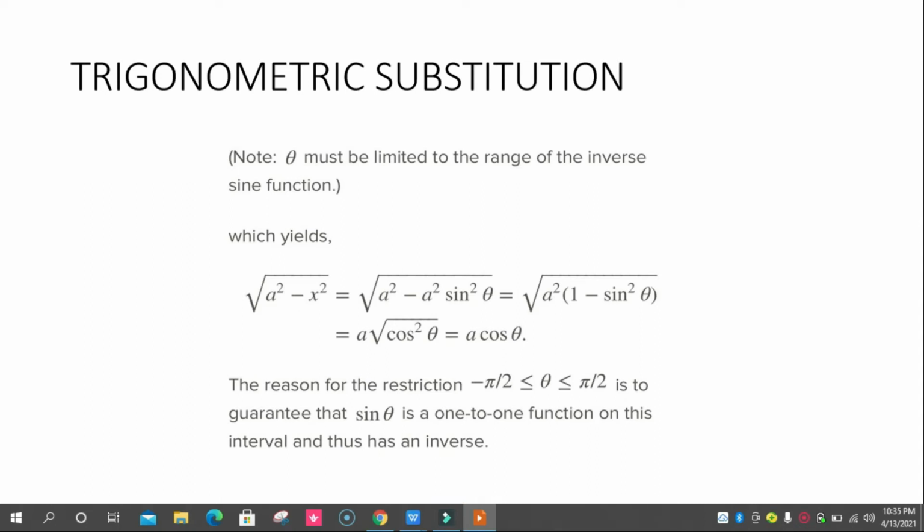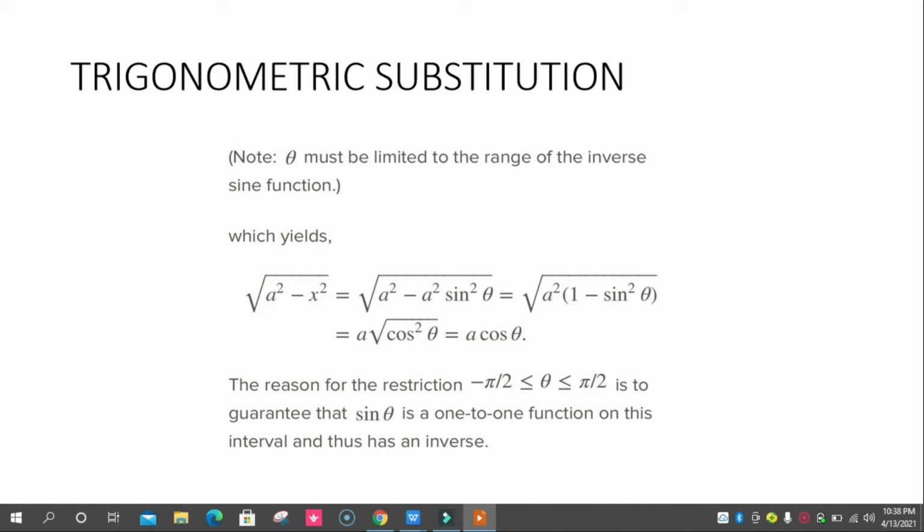Then we can substitute the value of x into the expression. So the expression will become the square root of a squared minus a squared sine squared theta, which we can simplify as the square root of a squared bracket 1 minus sine squared theta, and close the bracket. 1 minus sine squared theta can be simplified as cos squared theta, which is why we got the equation below, a square root of cos squared theta. Then we can find the square root of cos squared theta, which will become cos theta, and finally we will get the answer of a cos theta.